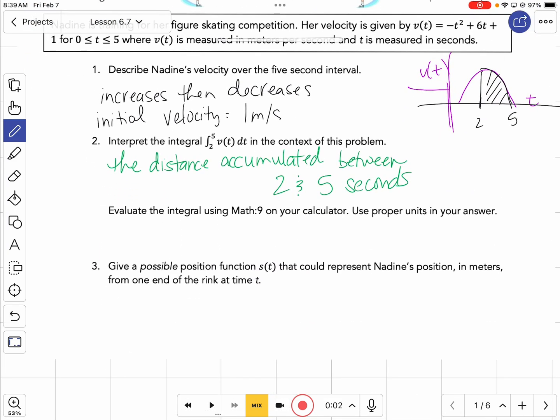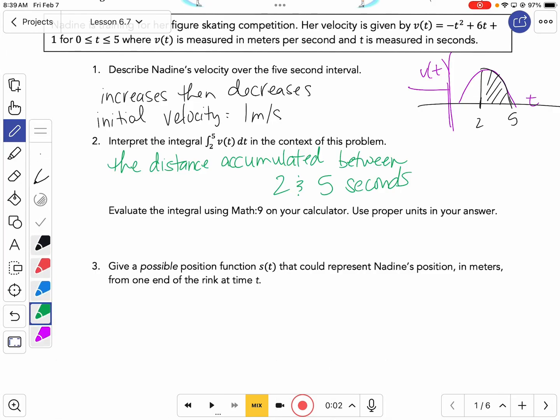So then it gets sweet to me and it says, hey, use your calculator. Evaluate that integral using Math 9 on your calculator. What do you get when you do that? 27. Yeah, 27 meters. So in that length of time, she went 27 meters.